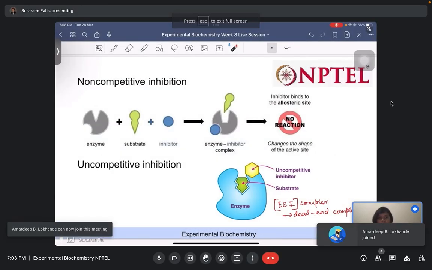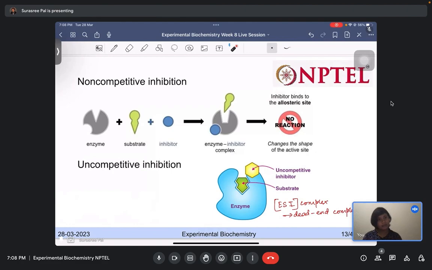So what is non-competitive inhibition? It is something where there is no competition between the substrate and the inhibitor. So naturally we can say that the inhibitor does not bind in the active site of the enzyme, but the inhibitor binds to some other site of the enzyme. So we can see it here in this schematic that this is the substrate and this is the inhibitor. Now the inhibitor binds to some other site in the enzyme, which is called the allosteric site.